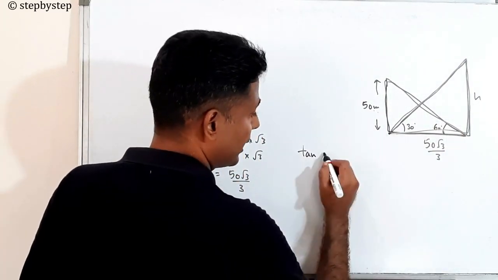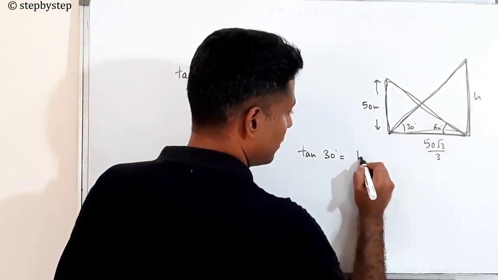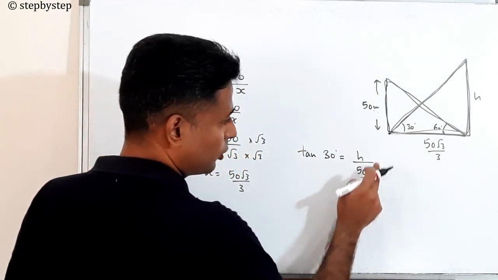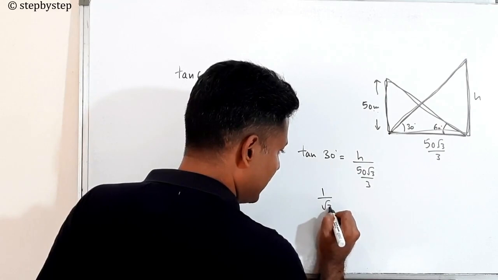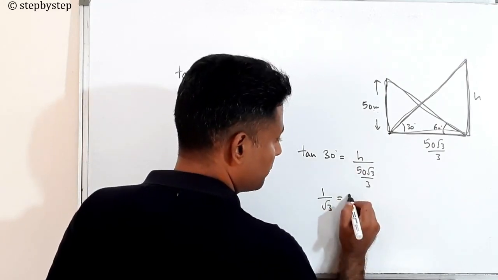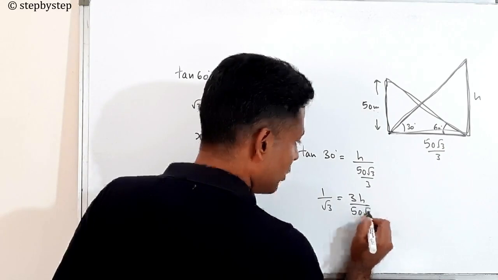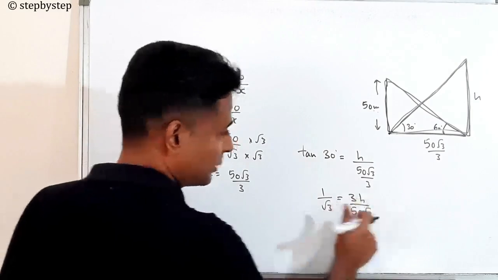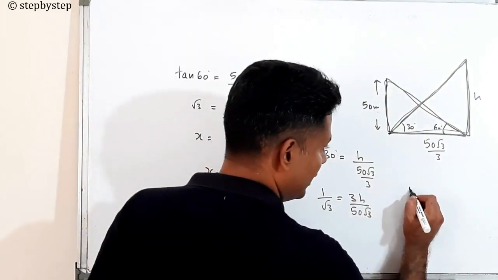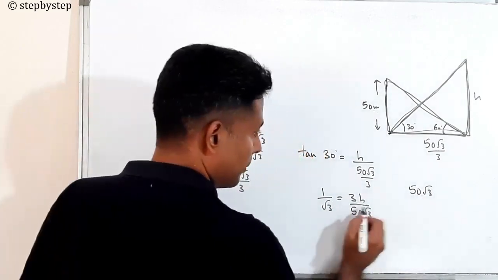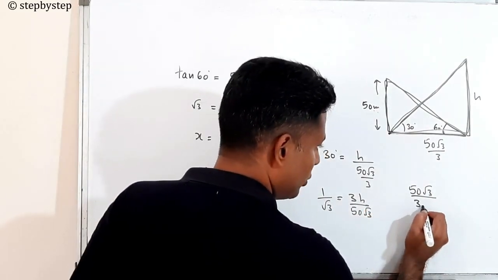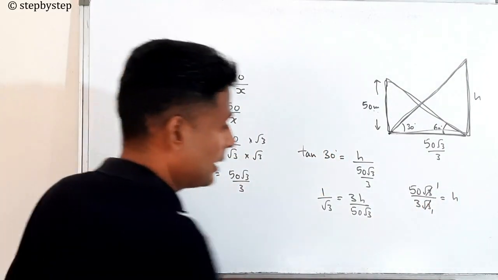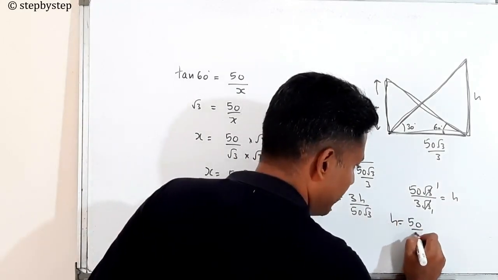So tan 30 degree will be equal to opposite by adjacent, that is h by 50 root 3 by 3. Now denominator always goes up. Here tan 30 is nothing but 1 by root 3 equal to, this 3 will go up, 3h by 50 root 3. Now this root 3 and this root 3 will cancel. We have to find h. So I will transpose this. So 50 root 3 will come up. 1 into 50 root 3 is 50 root 3. This 3 will come down, 3 into root 3, 3 root 3 equal to h, 3 root 3s will cancel. So what do we get? h equal to 50 by 3.